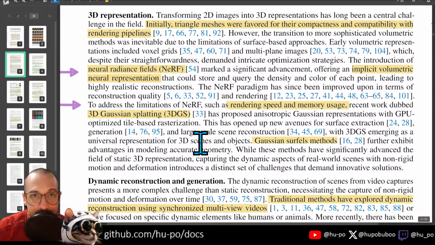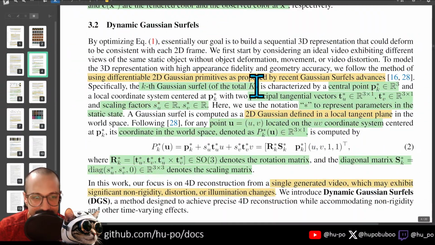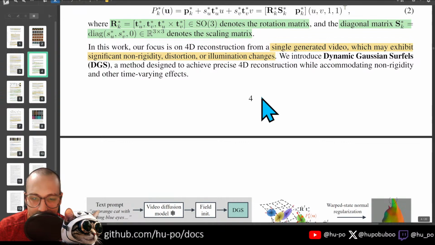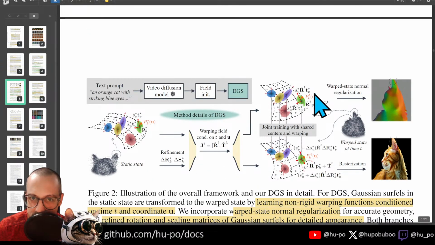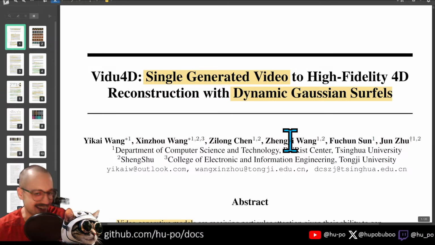Maybe just vibe with all these techniques. That's all we're doing here. We're just vibing. We're just vibing with some warped state normal regularization. All right, let me sip this water. Let me summarize this stream.